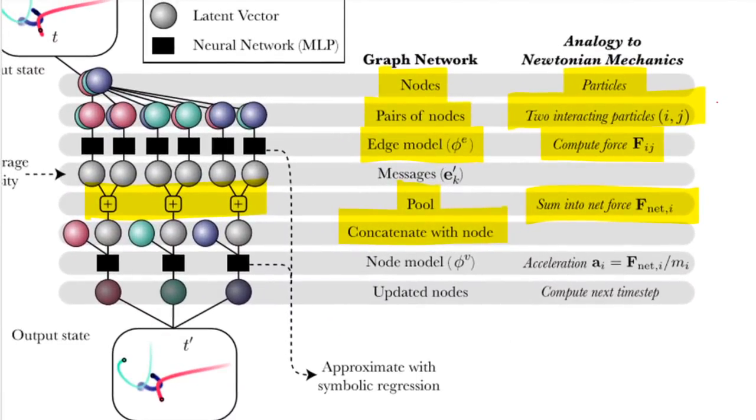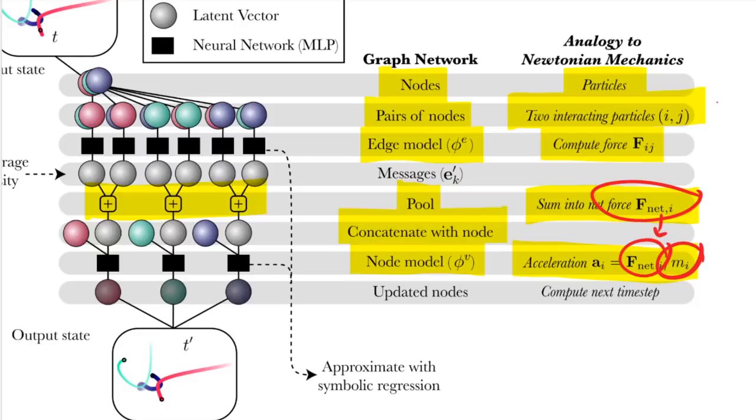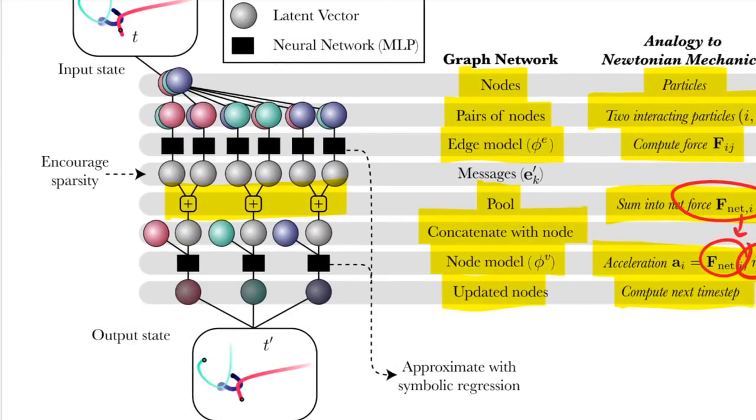So you concatenate the aggregated edge messages with the node. Then you compute the node model, which in this case is simply you take this sum right here and you divide it by the mass. And then optionally you can update the nodes, which is compute the next time step, which we don't do right here because we simply want to output the acceleration, I guess. I mean it should be equivalent to output the next time step and then compare with the data set what the next time step was. In any case, you have to have some kind of loss function. And here you can see all the black squares right here are going to be neural networks.